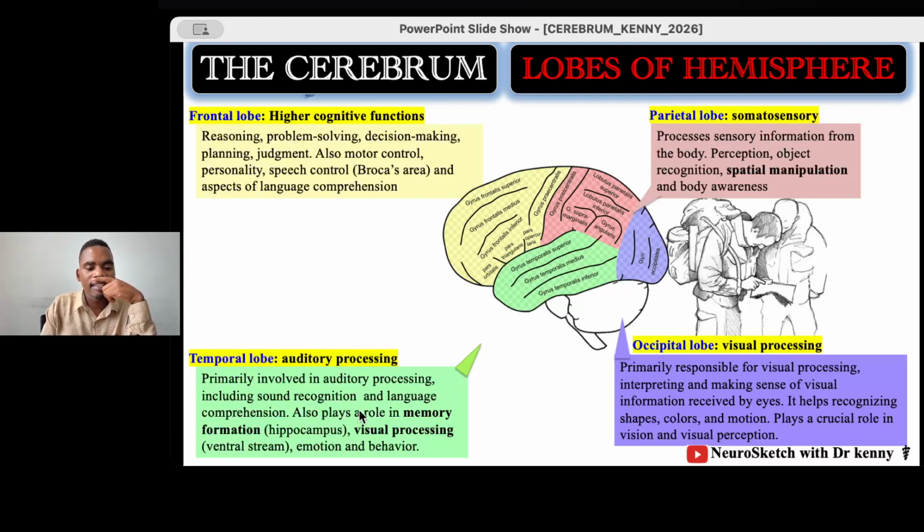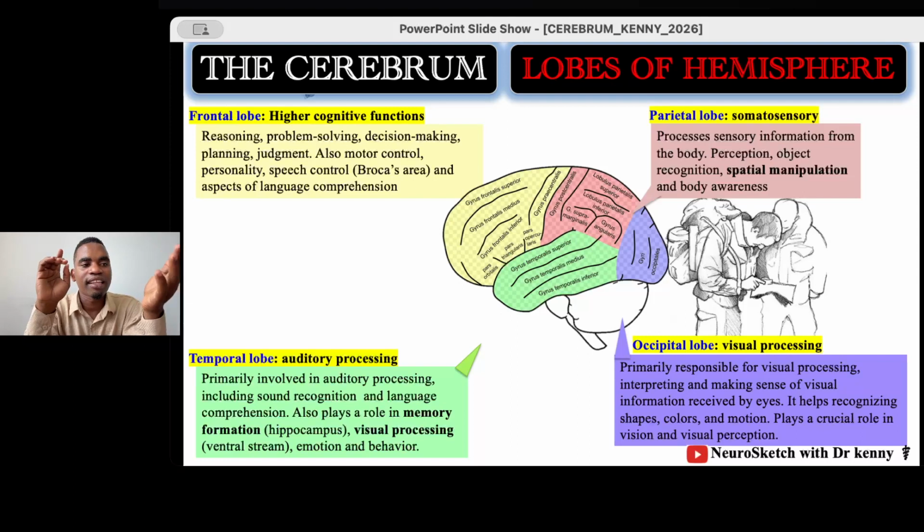But we have said it does not only do auditory processing, it also does memory. It takes part in the limbic system through the hippocampus, which helps in memory formation, but also in visual processing. Remember, I've just told you that visual information is processed by the occipital lobe, and this is its primary function. But the temporal lobe is also helping in some ways. You're going to see the visual pathway later, and you'll understand what I mean when I say it also takes part in visual information.